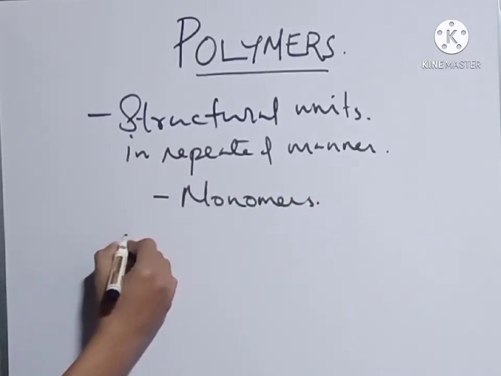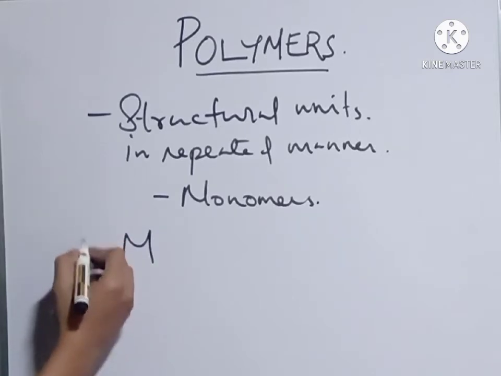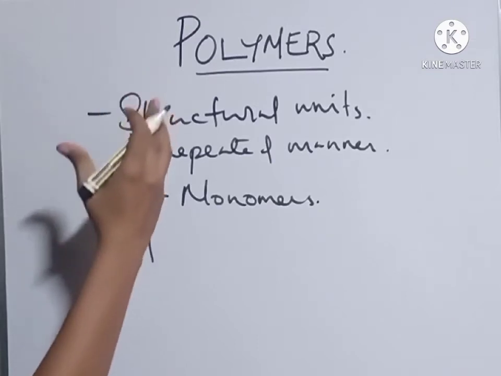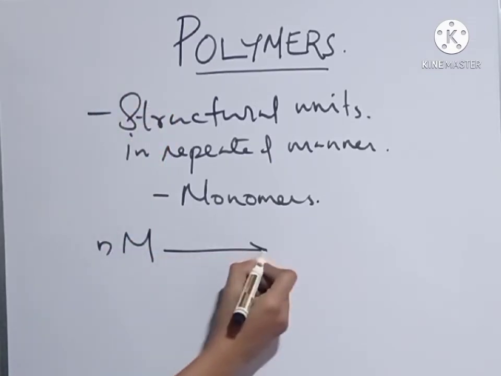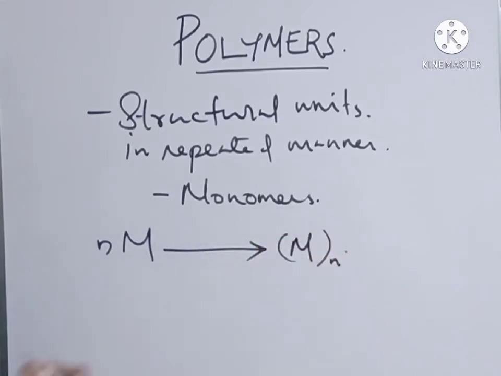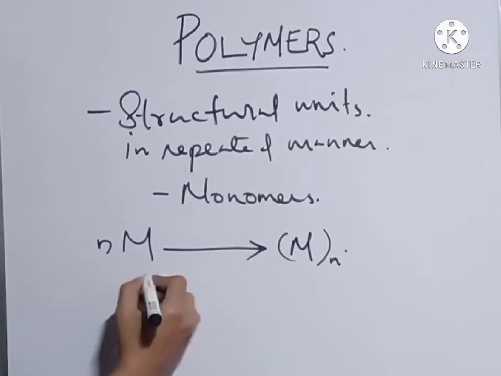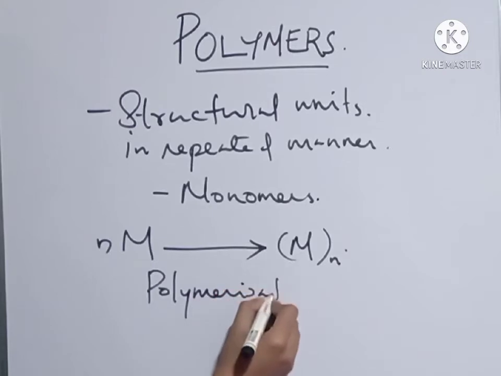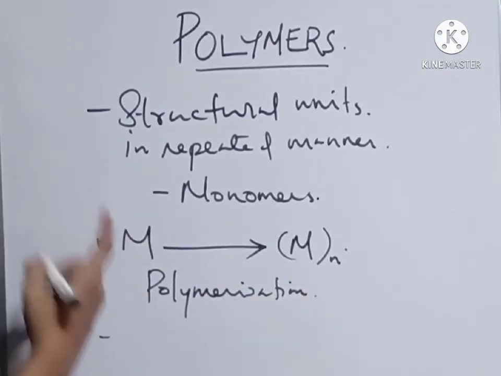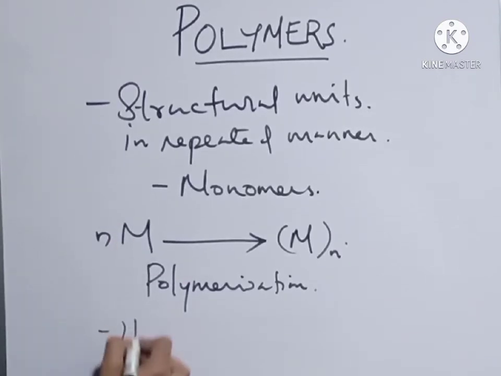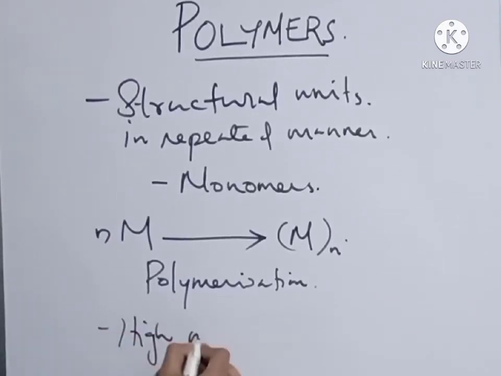Let the monomer be M, and n number of monomers combine to form a polymer. Then we can write the reaction as M n times. And the process of formation of polymers is known as polymerization. Normally, the molecular weight of these substances is very high.